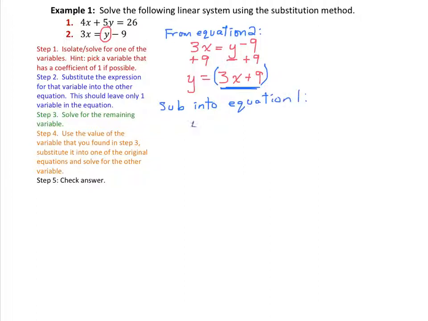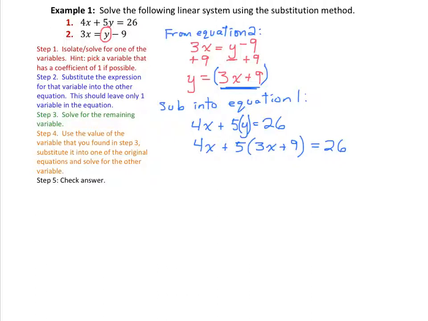Alright, so let's write down our equation. 4x plus 5y equals 26. We know that y was equal to 3x plus 9, so we're going to replace it with that value. So we'll have 4x plus 5 times whatever the y was equal to, which from above, y was equal to 3x plus 9. And then that equation was still equal to 26. So it's the same as the first equation, but we've replaced y with the expression that it's equal to. So that is step 2, substituting in for your variable.